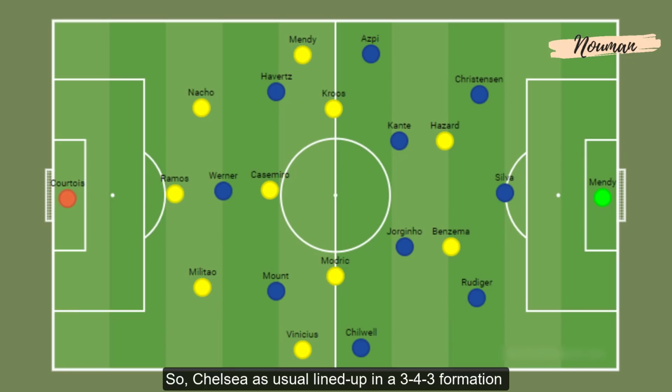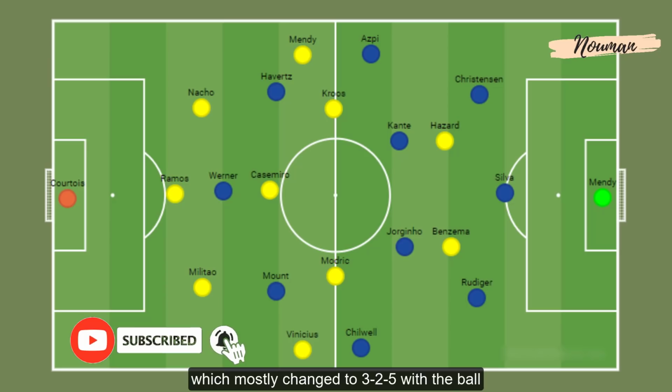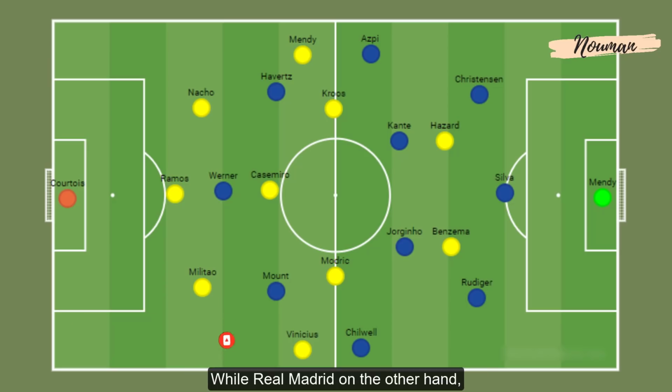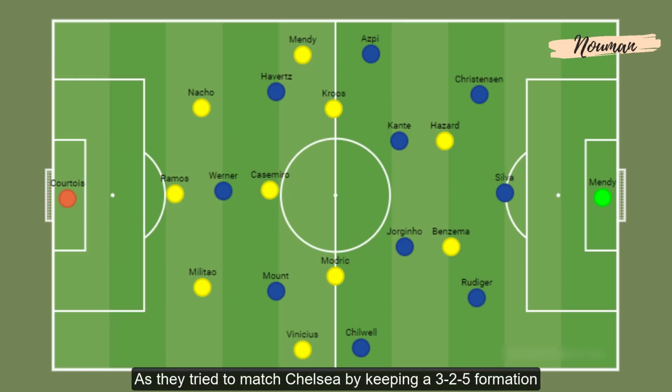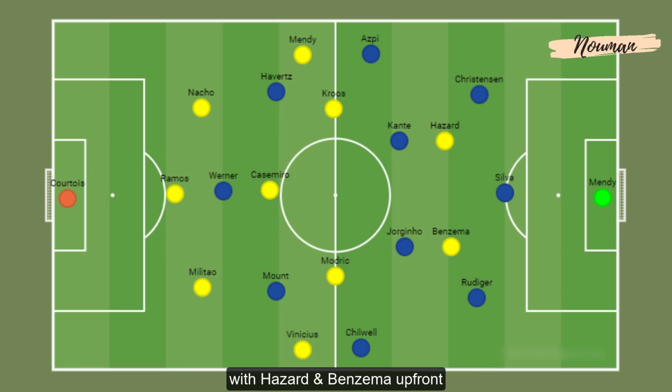So Chelsea, as usual, lined up in a 3-4-3 formation, which mostly changed to 3-2-5 with the ball and 5-3-2 without the ball. While Real Madrid, on the other hand, lined up in a 4-3-3 formation on paper, but their formation on the ground was mostly 3-5, as they tried to match Chelsea by keeping a 3-5 formation with Vinicius Jr. playing as the wingback with Hazard and Benzema up front.